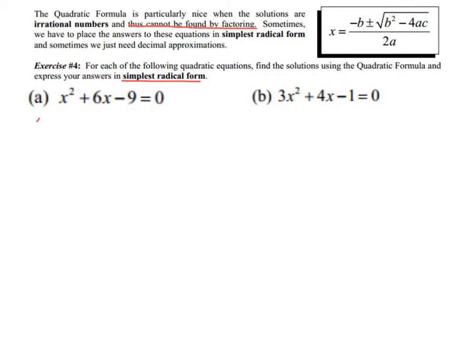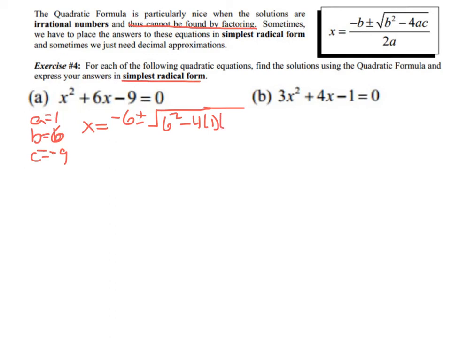So let's pick this one out here. In part A, a is equal to 1, b is equal to 6, and c is equal to negative 9. So if I'm doing my quadratic formula, x equals the negative of b, which is 6, plus or minus the square root of 6 squared minus 4 times a, which is 1, times c, which is negative 9, all divided by 2 times a, which is 1.